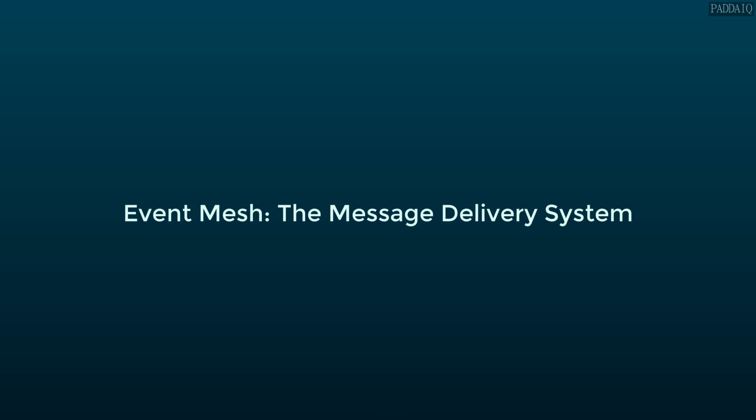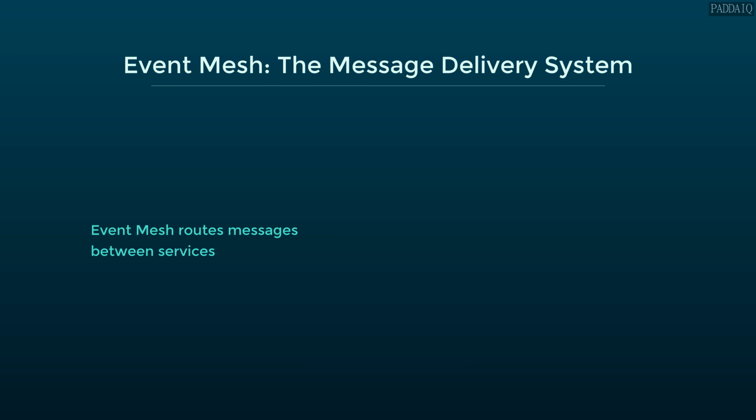Event Mesh, the message delivery system for SAP BTP. Event Mesh routes messages between services. It's like a postal system directing mail between senders and receivers. For example, when inventory runs low, the warehouse system sends an alert that Event Mesh delivers to both procurement and sales teams. This ensures seamless communication across your business applications.